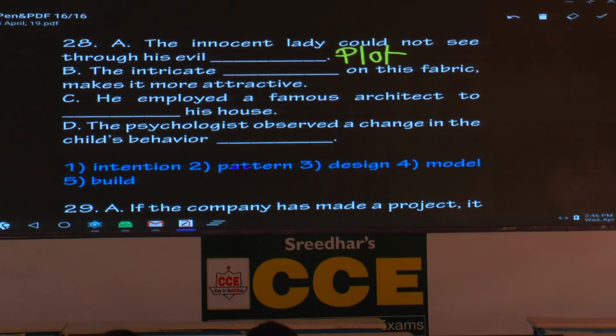But it can go with three sentences. Now what is the second option? No, intention we have rejected already. Intricate intention not correct. Architect intention not correct. Behavior intention not correct. Pattern goes with the second sentence. What is the second sentence? The intricate pattern on this fabric, correct? And the psychologist observed a change in the child's behavior pattern. That is also right. But two sentences. The other word, three sentences.